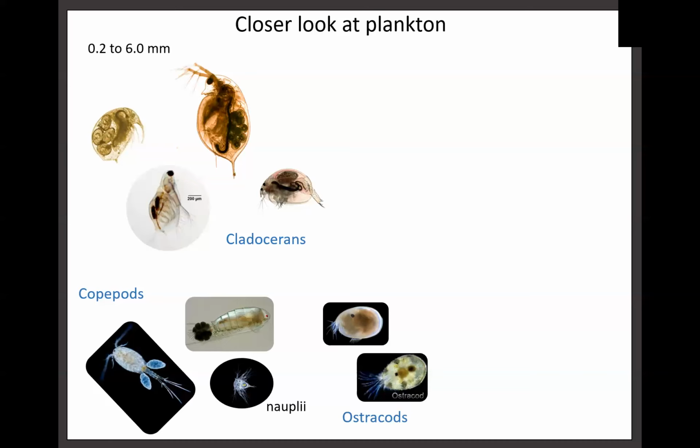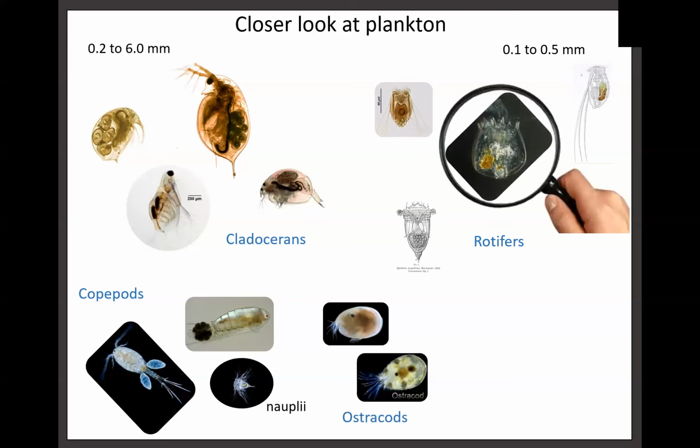Now, ostracods are characterized by a body completely enclosed by two valves. Thus, they have a seed-like appearance, and sometimes they're referred to as seed shrimp. Now, another microscopic group of plankton include rotifers. Rotifers are one of the smallest multicellular animals on the planet, and a closer look shows various specialized organ systems. To date, almost 100 species have been identified from Emiquon.